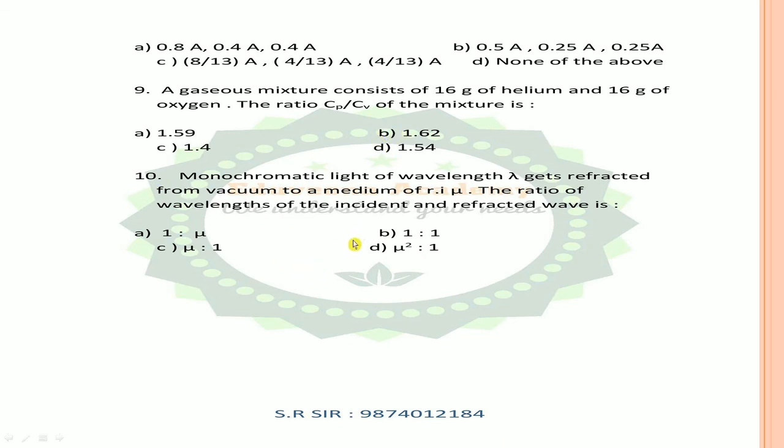Number 10. Monochromatic light of wavelength lambda gets refracted from vacuum to a medium of refractive index mu. The ratio of wavelengths of the incident and refracted wave is A 1 is to mu, B 1 is to 1, C mu is to 1, and D mu square is to 1. So let us solve this question.